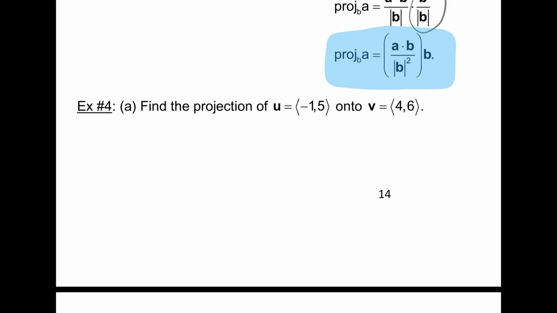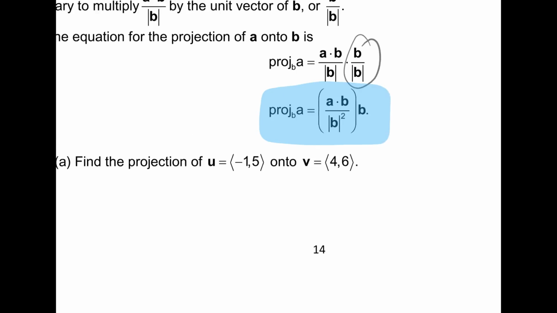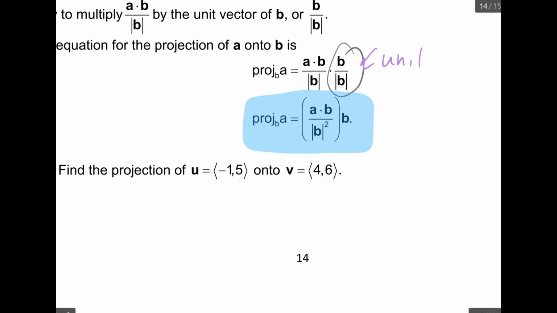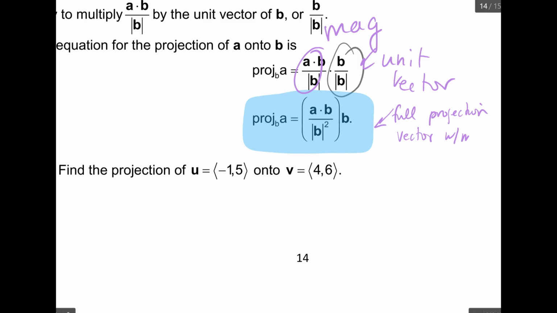Find the projection of u onto v. Okay, so keep in mind that this was the unit vector. This first part is the magnitude, so I'm literally taking the magnitude times the unit vector. So this last part that I colored in blue is going to be the full projection vector with magnitude and direction.